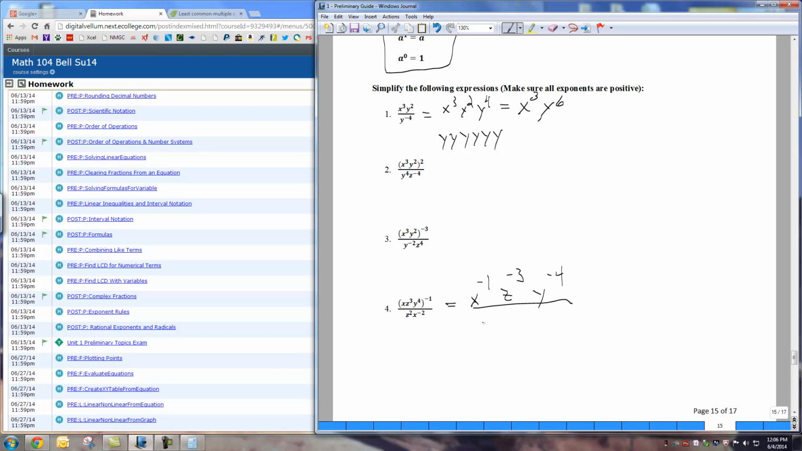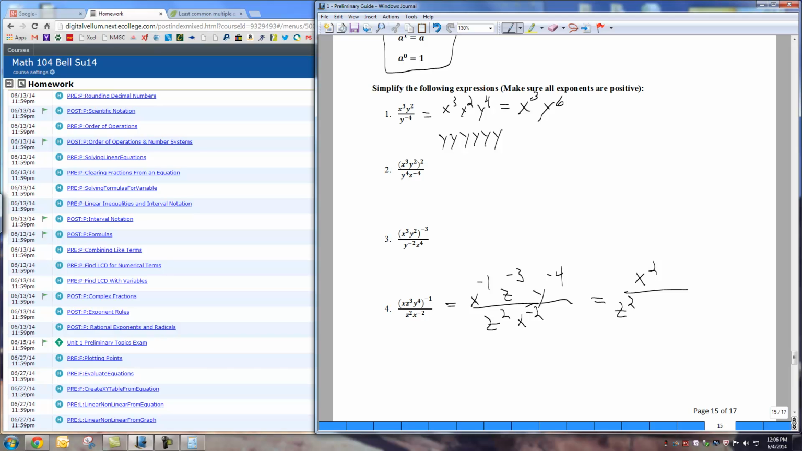All over z squared x to the negative 2. Now I'm going to switch the position of everything to get positive exponents, and then I'll worry about combining them. So all 3 of these are going to go to the bottom. This one's going to go to the top, and the z squared is going to stay.